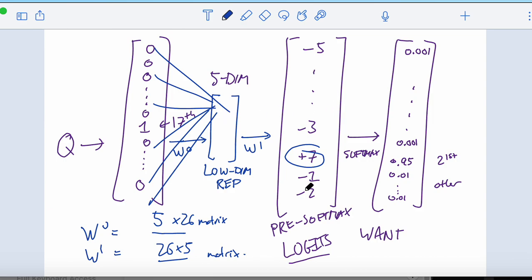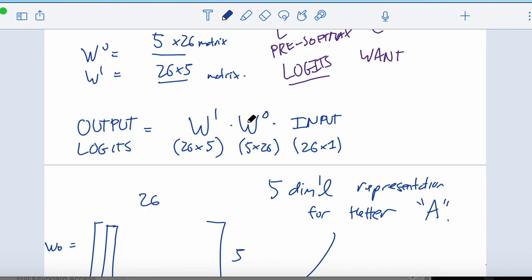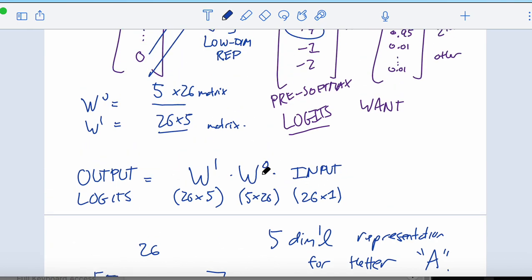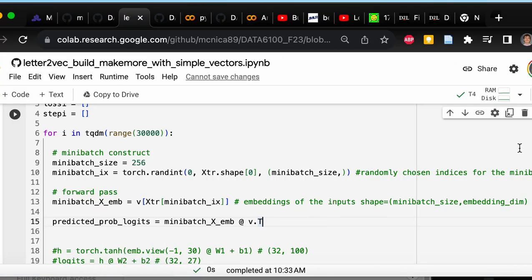Then we feed them up to get the logits. And both are matrix multiplications. So we've implemented this matrix multiplication: W0 times the input, that's what we call v of the input, and then multiply by v transpose, because W1 is V1 transpose. Okay, that's what it is.